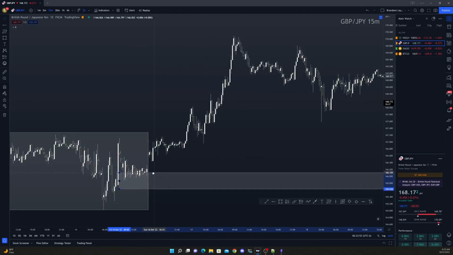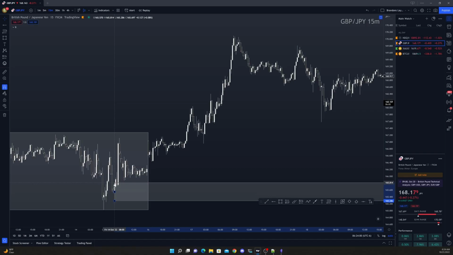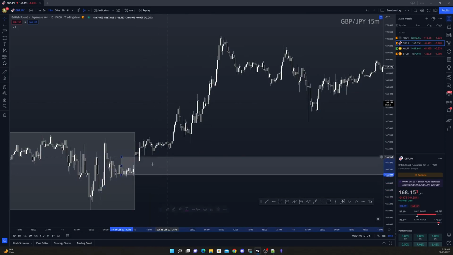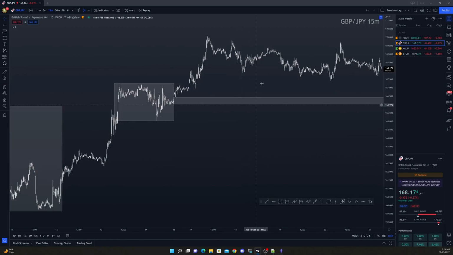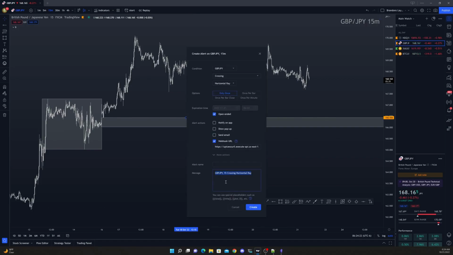I mean, when you look at this, you could say that's mitigated, man. I don't know. I'd probably just stick with this area here because we just have such a large gap here. I mean, that would be great to see it just come down here, mitigate this zone, tap in and look for a potential entry. So let's go ahead and put a demand zone here.